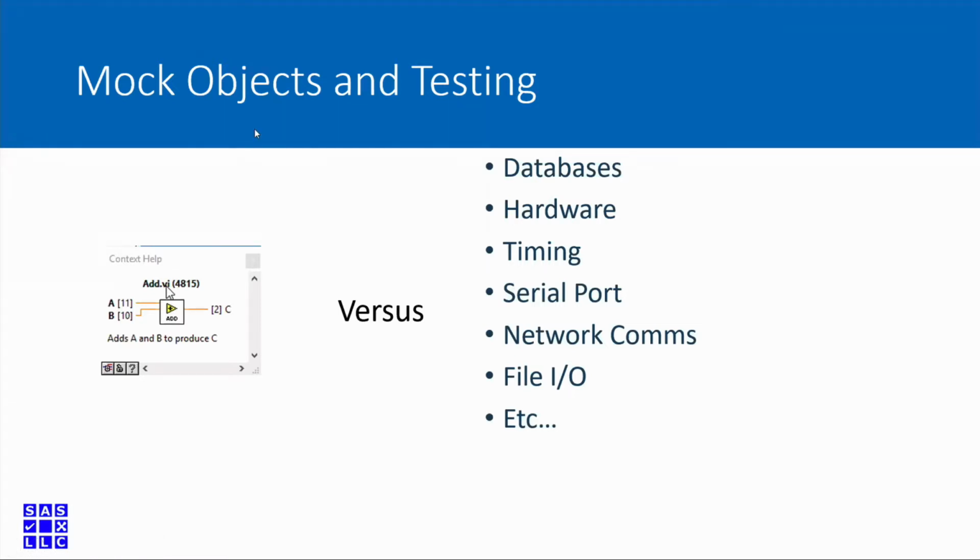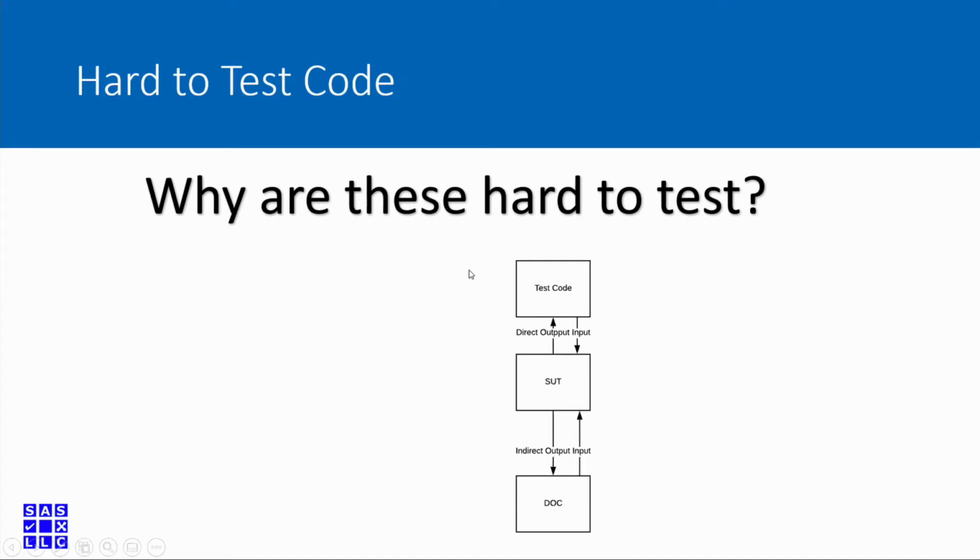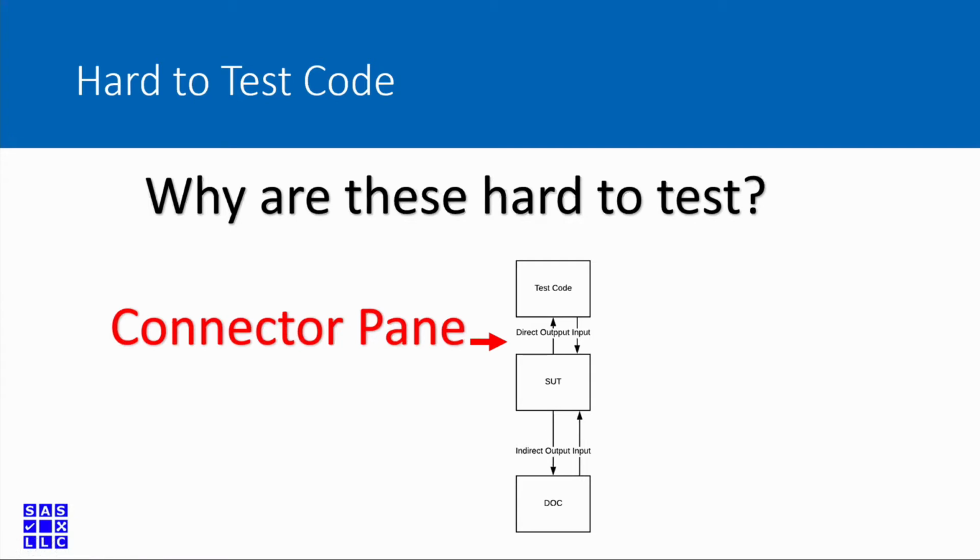All right. So why are these things hard to test? Well, if we think about it like this, we've got our test code, and it's calling the SUT. SUT stands for software under test, in case anybody doesn't know that term. And it's using direct inputs and outputs, and those are the connector pane. So we can set some values in the connector pane, call the code, pass those values in, get a value back, and compare it. That's great.